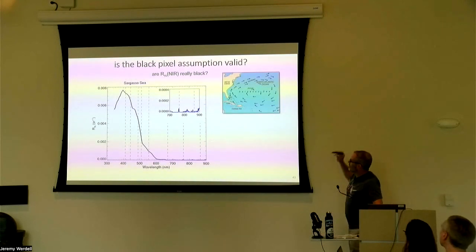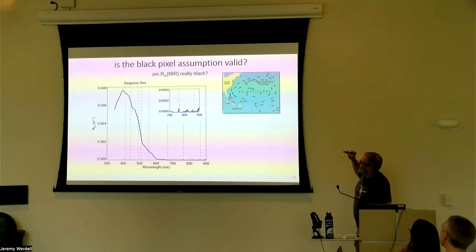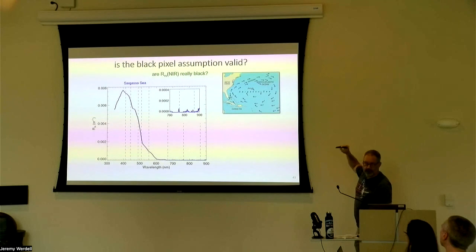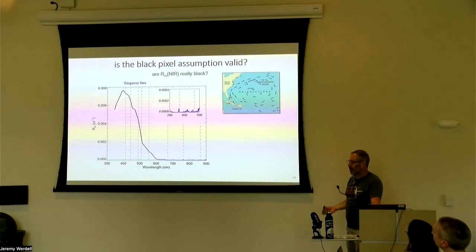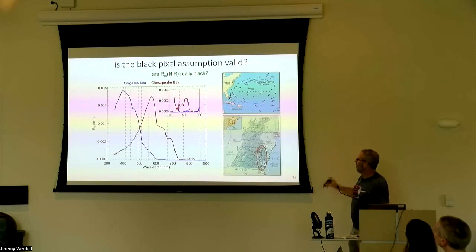This is where the fun comes in. Is this assumption valid? So here's remote sensing reflectances calculated in the Sargasso Sea near Bermuda. That assumption is actually pretty good here. If you zoom in, that's a really negligible signal for the most part in the grand scheme of things. So my black pixel assumption is probably okay, which is why honestly our offshore radiances are really, really very good.